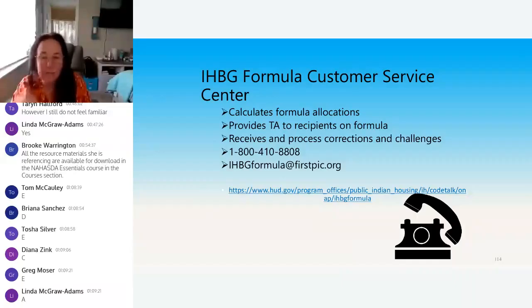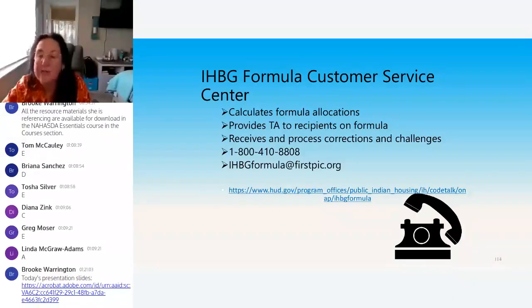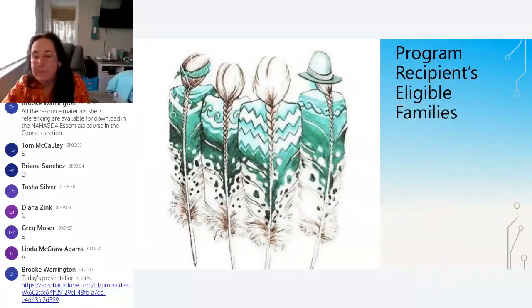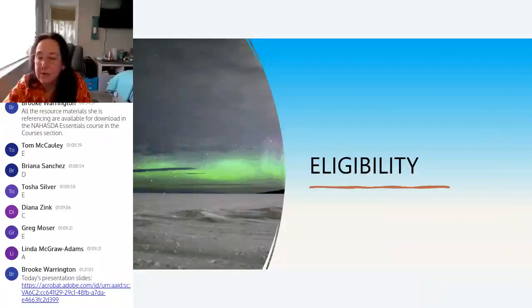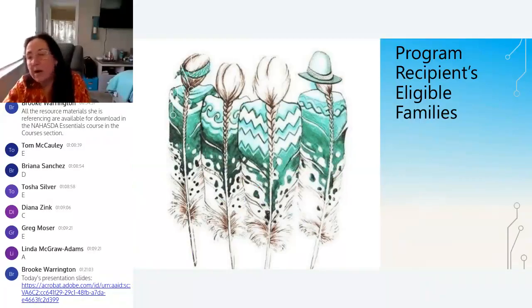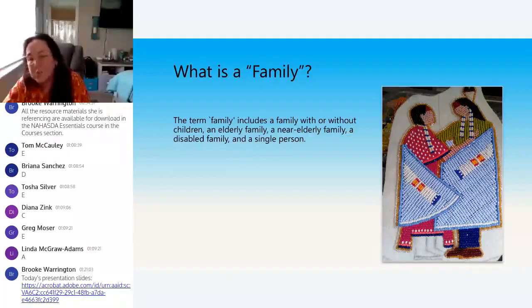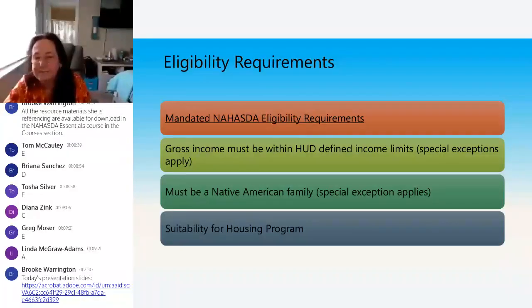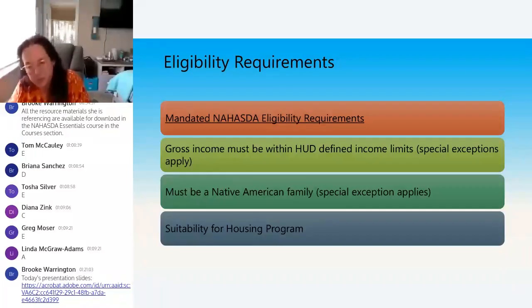Okay, so eligibility is our next section. Our program recipients: eligible families, okay? We have mandated NAHASDA eligibility requirements. Your gross income must be within your HUD defined income limits. There are special exceptions. You must be a Native American family, with special exceptions, and you must be deemed suitable by your housing entity for the housing program. What is a family? Everybody's a family.